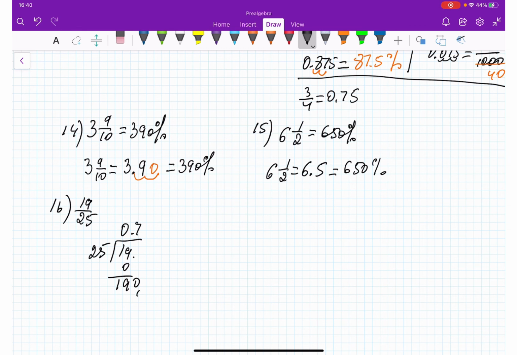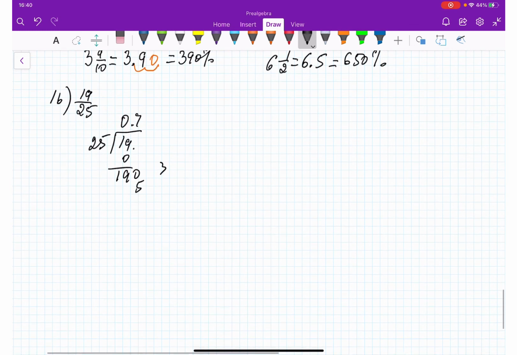7 times 5, 35. 3 in mind. 7 times 2, 14, and 3, 17. So 5, 2, 250. Oh, no, it's not safe. Hold on. Oh, okay. 150 by 25, that's 6 times. Okay. So it's equal to 0.76, which is going to be 76%.